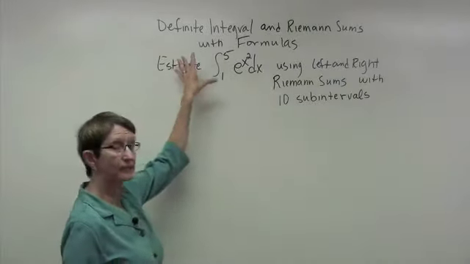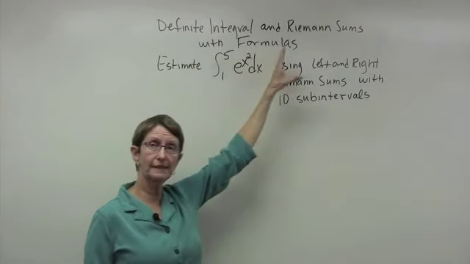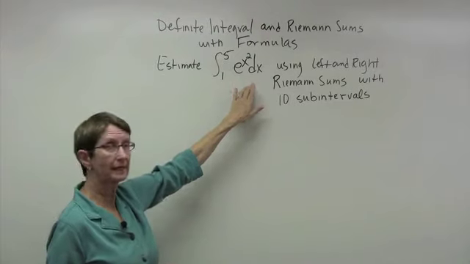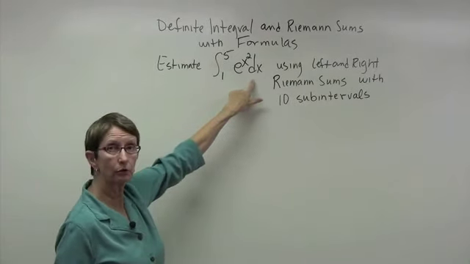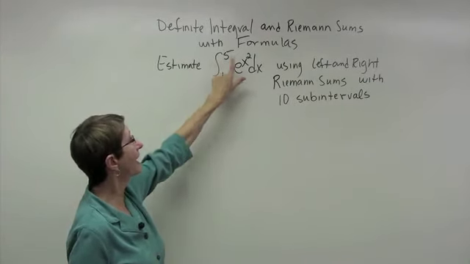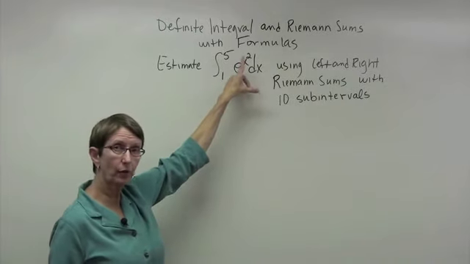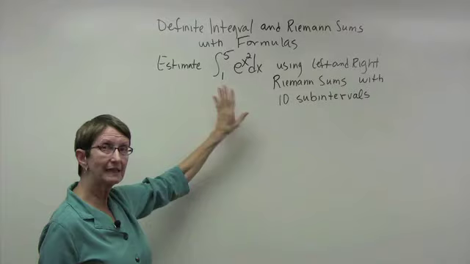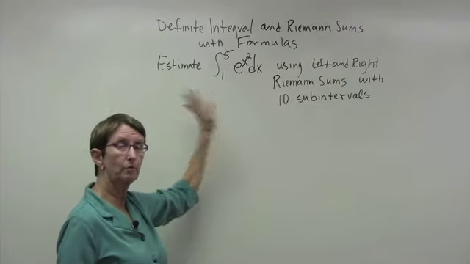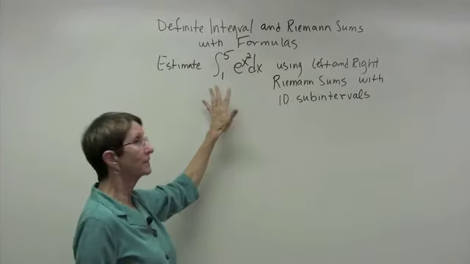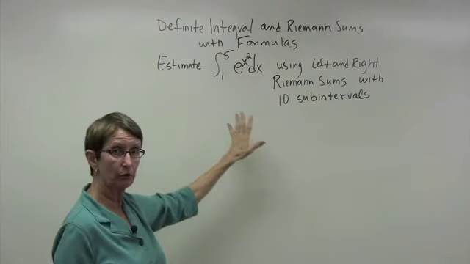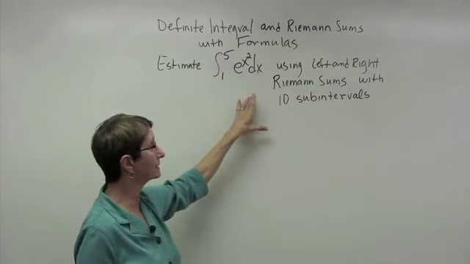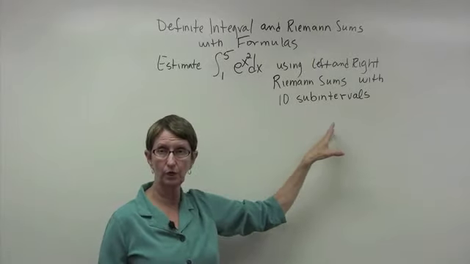In this segment, we're still looking at definite integrals and Riemann sums, but now, as you see, we're going to start looking with formulas. So I've written my definite integral from 1 to 5 of e raised to the x squared power times dx, and I want to estimate the value of this integral. Remember, a definite integral gives us a number, and what we're doing now is an estimate. This says use left and right Riemann sums with 10 subintervals.